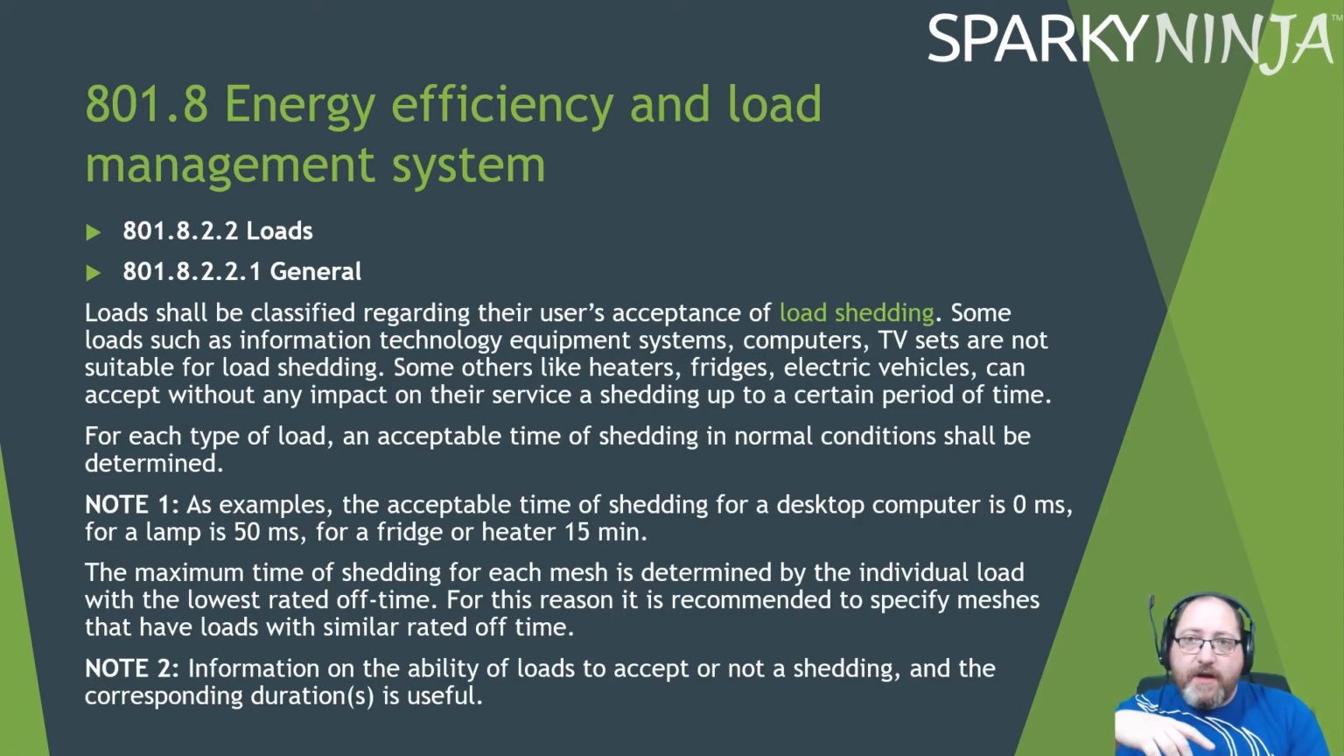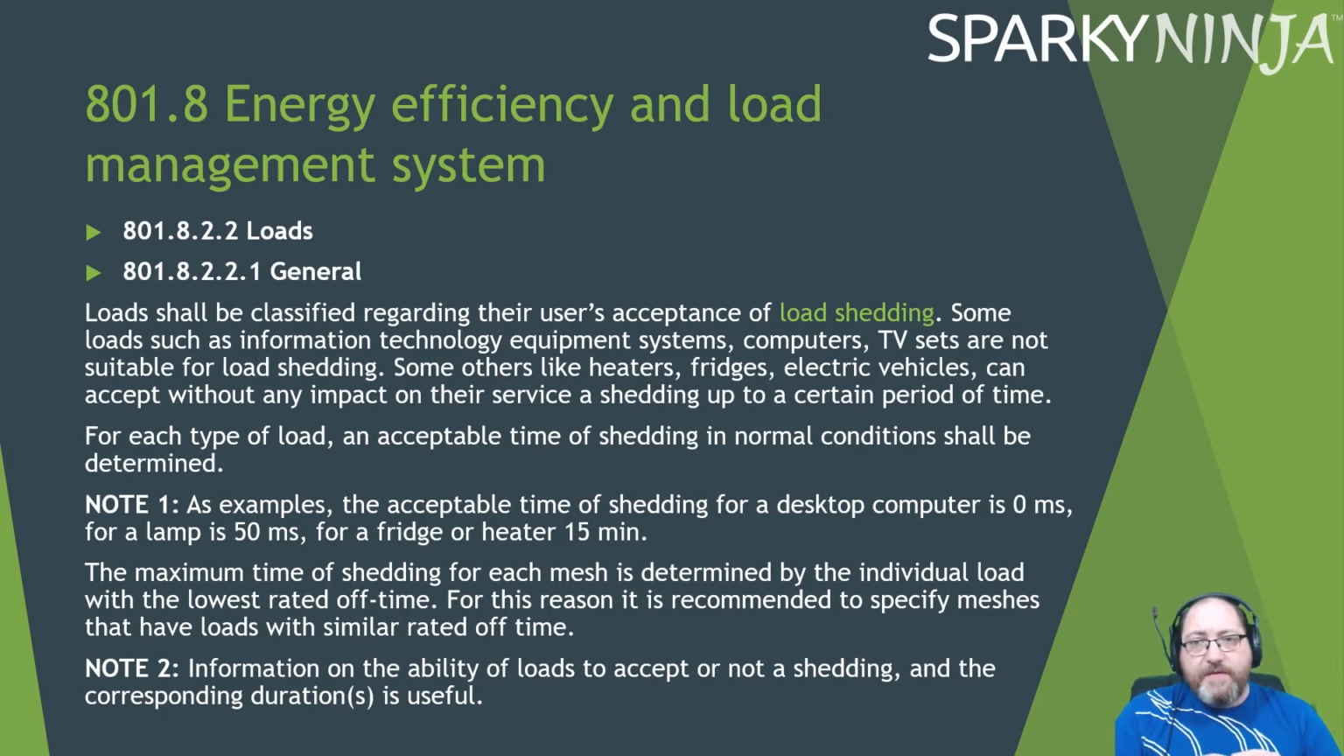Loads should be classified regarding their users' acceptance of load shedding. Some loads, such as IT equipment, computers, TV sets, are not suitable for load shedding. Some others, like heaters, fridges, electric vehicles, can accept without any impact on their service a shedding up to a certain period of time. So for each type of load, an acceptable time of shedding in normal conditions shall be determined. Note 1. As examples, the acceptable time for shedding for a desktop computer is 0 milliseconds, for a lamp is 50 milliseconds, for a fridge or a heater is 15 minutes.